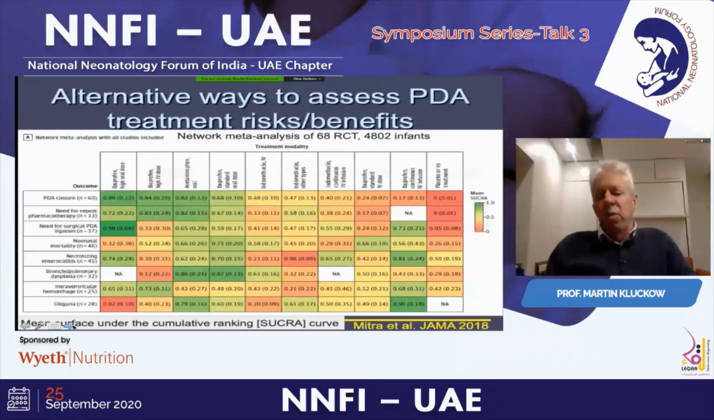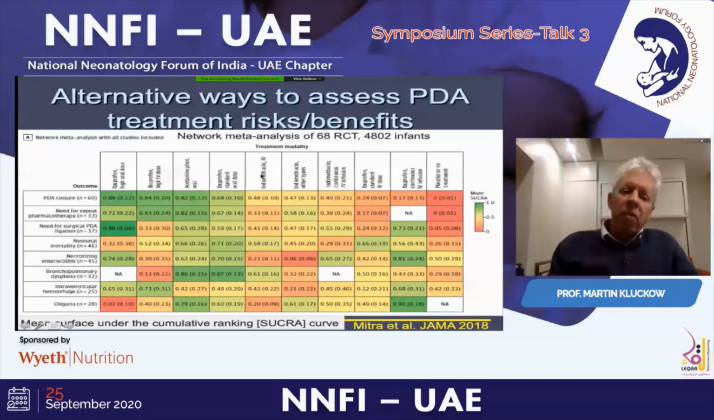And just to draw your attention to this article that many of you may have seen, this is, again, a very interesting way to look at some of our data around treatment modalities versus outcomes. This is the network meta-analysis by Mitra et al., published in JAMA 2018, 68 randomized controlled trials, almost 5,000 infants. They used a thing that's fairly hard to explain, and you need to look at this paper yourself, but the mean surface under the cumulative ranking curve, which was a way of trying to rank the various treatments versus outcomes. Green is generally regarded as a good outcome, orange to red is a poor outcome.